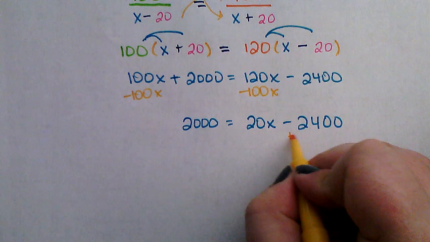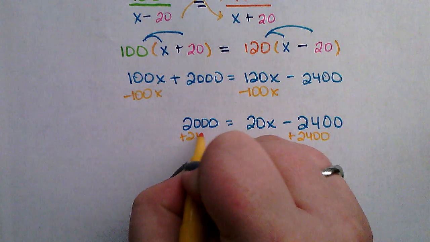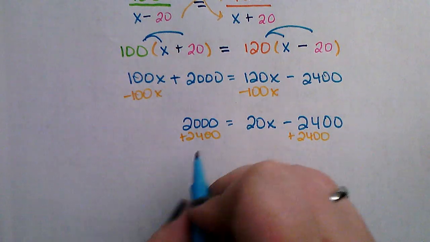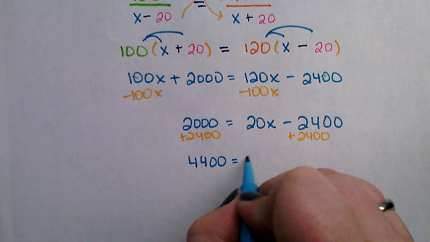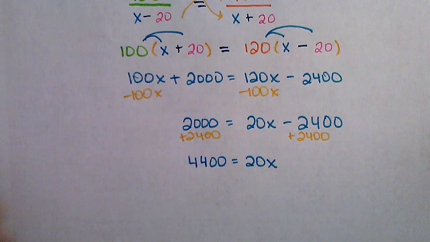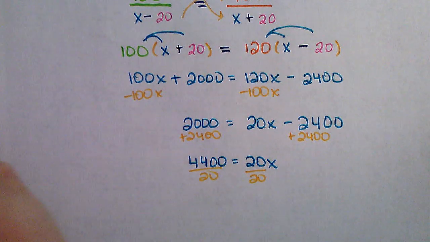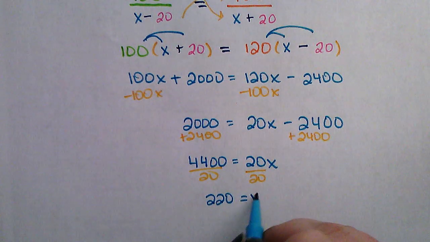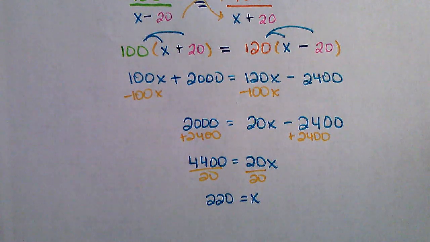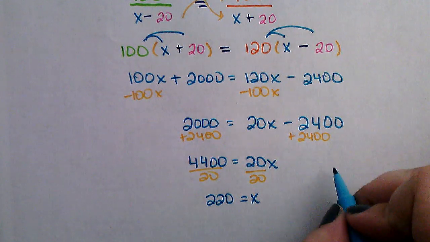Now we move the 2,400 to join its friend, who is a like term because they're both numbers. So this gives me 4,400 equals 20x. The last thing I do is divide by the coefficient in front of my variable. So I find out that 220 equals x. We would probably have to use a calculator to do most of that if we can't do it in our head. So what does that mean?